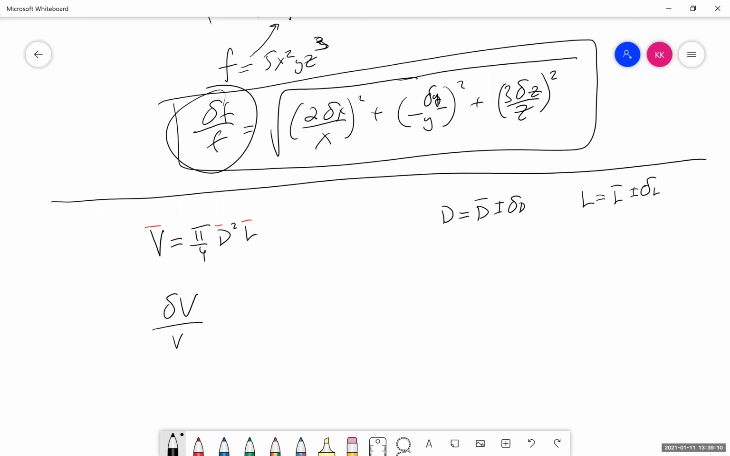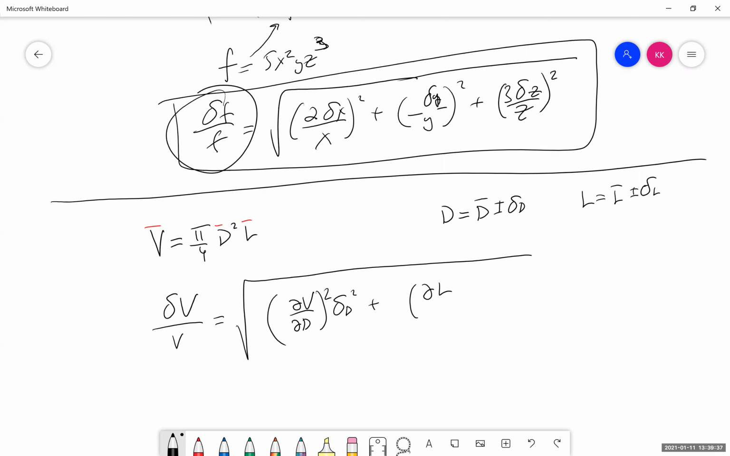So the delta F over F, right? So delta V over V is equal to the square root of, remember, my quantity was volume. So what I need to do here is the partial derivative of the volume with respect to the first measurement, which is D, squared, times delta D squared, plus the partial derivative of volume with respect to another measurement, which is the length, squared, times sigma L squared. So this is basically my equation.